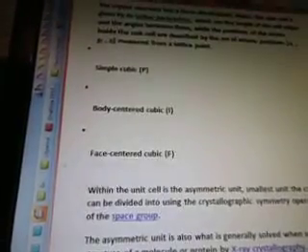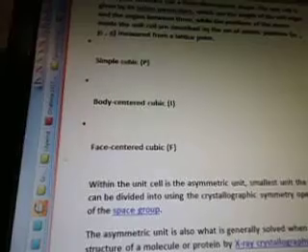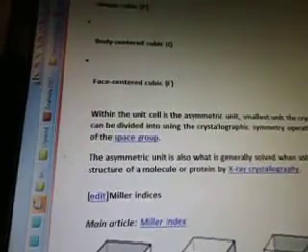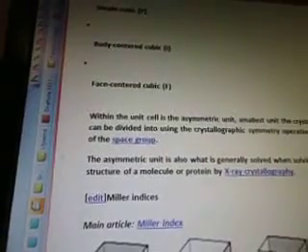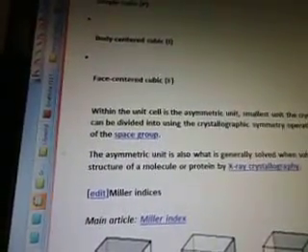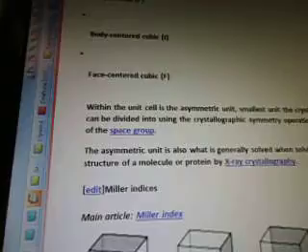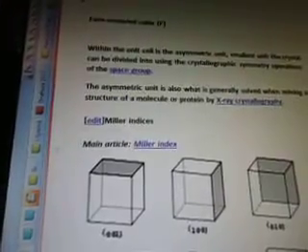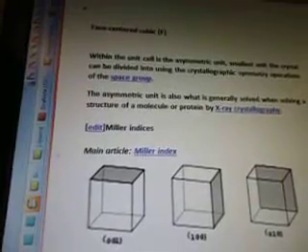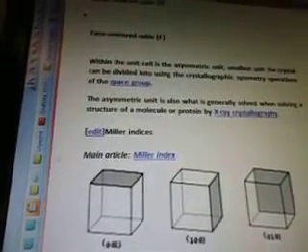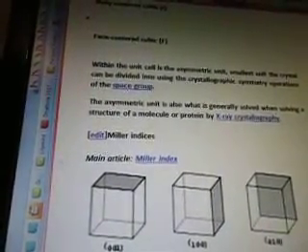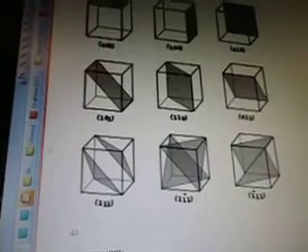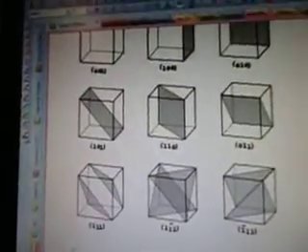Simple cubic P, body-centered cubic I, face-centered cubic F. Within the unit cell is the asymmetric unit, the smallest unit the crystal can be divided into using the crystallographic symmetry operations of the space group. The asymmetric unit is also what is generally solved when solving a structure of a molecule or protein by X-ray crystallography. Miller indices, and there's the different calculations that it looks like.